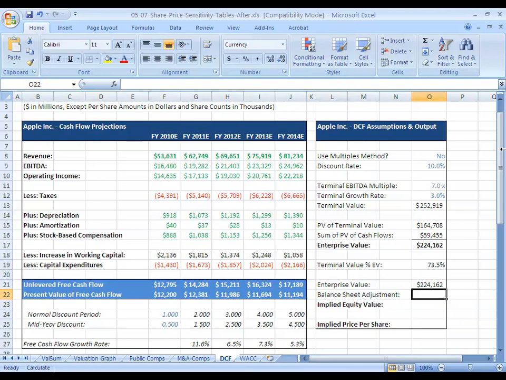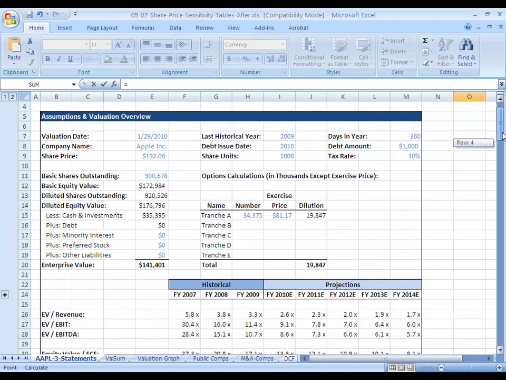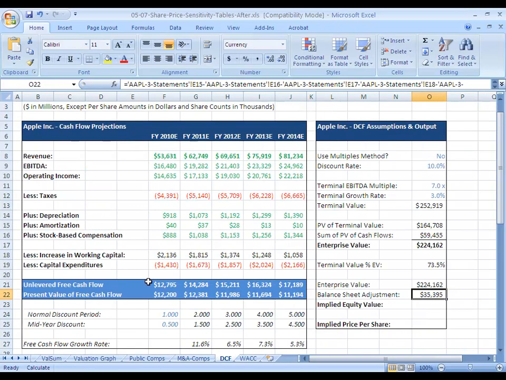So for this balance sheet adjustment, I'm going to go over to the three-statement model once again. So I'm going to add cash and then subtract debt, minority interest, preferred stock, and then other liabilities. Just to add these up, we see that our implied equity value is much higher in this case than our enterprise value. Not surprising given that Apple has a huge cash balance and not much else on its balance sheet in terms of debt or other liabilities.